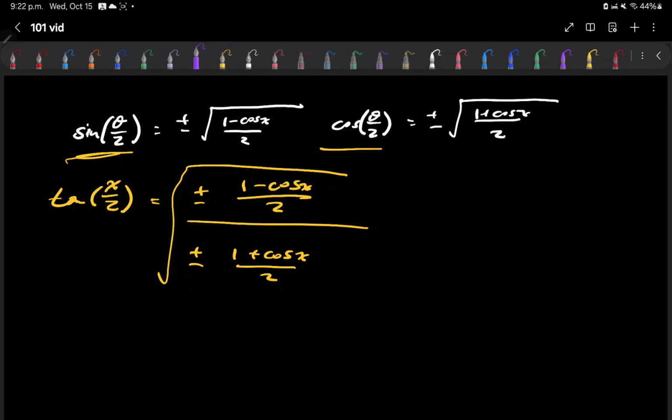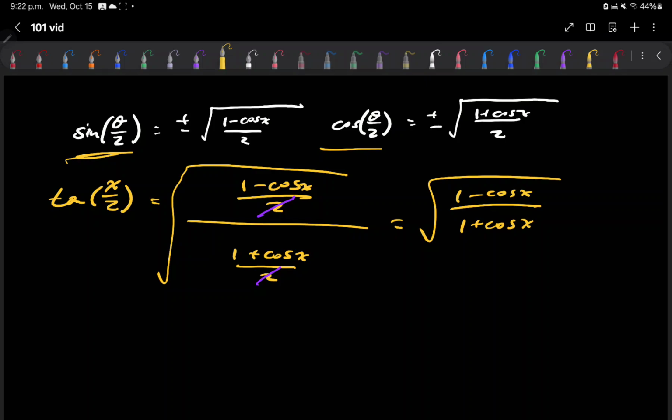I don't know what to do with the signs, but they're probably going to cancel anyway. This doesn't mention any signs, so we're going to skip over that. Obviously, the twos will cancel, so we are going to get 1 minus cos over 1 plus cos. So that is one way to write it. This is one form of our tan half angle identity.